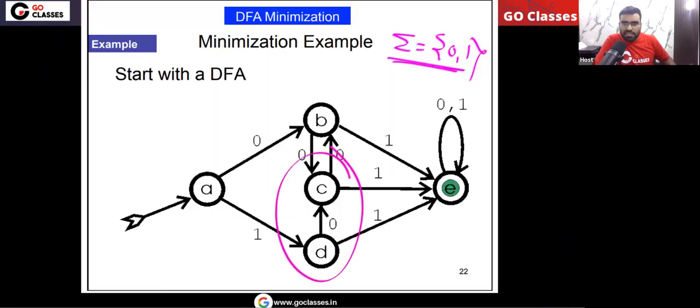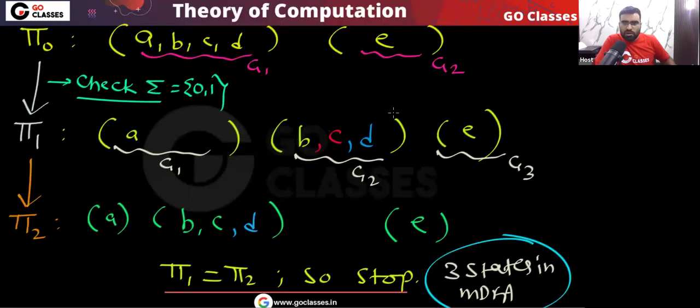So you can see CD on 0. Where are they going? CD on 0, they are going to group 2. They are in the same group, no problem.